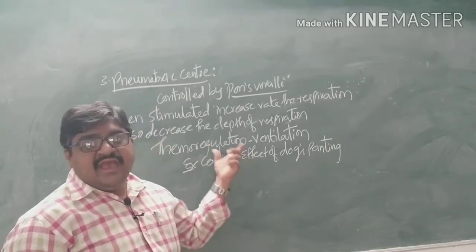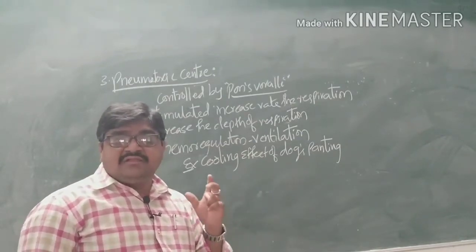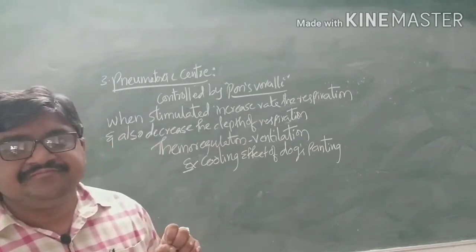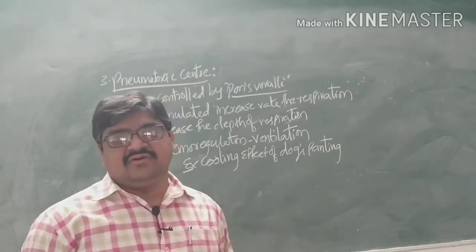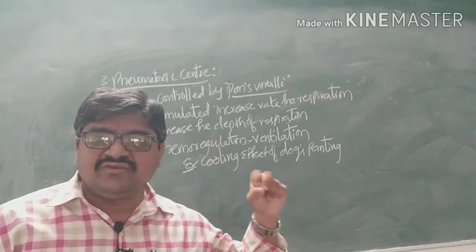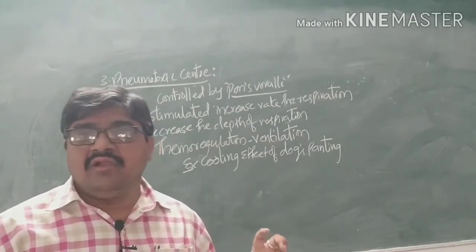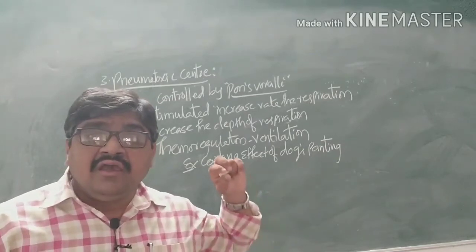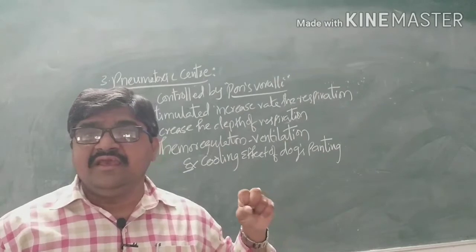So these are the three centers controlled by the nervous system. One is the inspiratory center, controlled by the medulla oblongata, and the expiratory center, also controlled by the medulla oblongata.